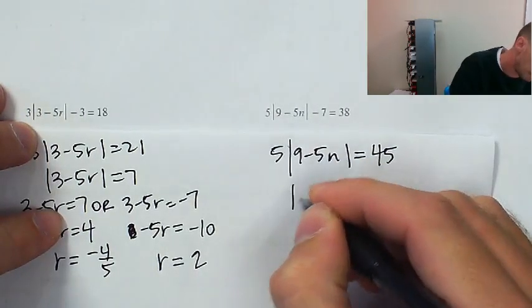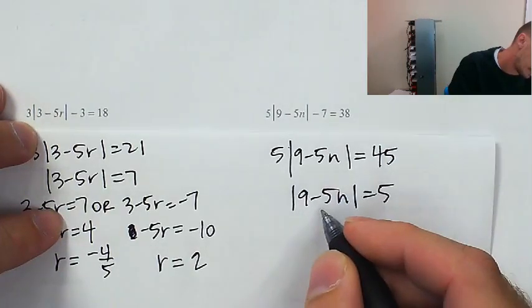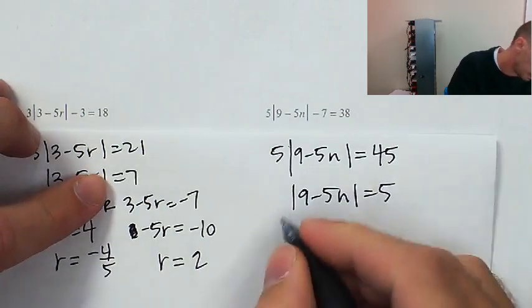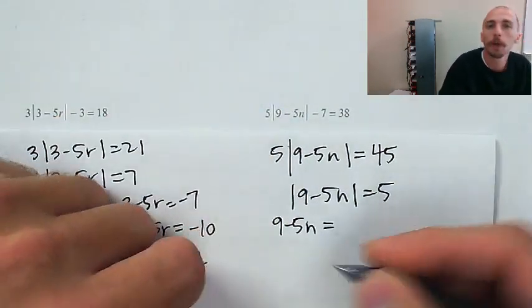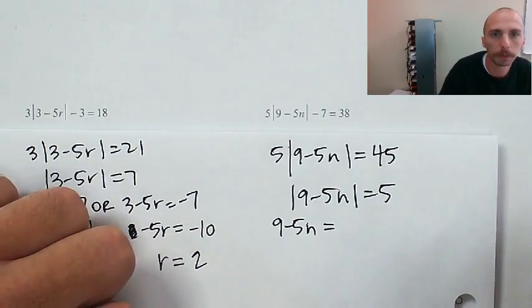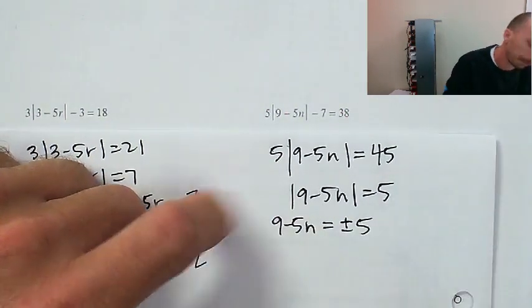Dividing by 5. And then, okay, if the absolute value of a number is 5, then the number is either 5 or negative 5. So 9 minus 5n equals, I'm going to do something different this time because I've been doing these problems the exact same way every time, and hopefully you're like, okay, dude, I get it at this point. I'm going to call this plus or minus 5.